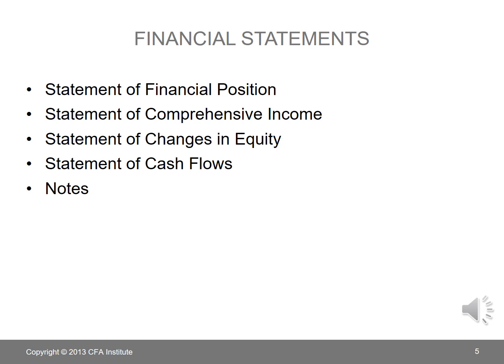So first we have the statement of financial position, which is the balance sheet. It's the same thing. Okay, a statement of comprehensive income, which is the income statement as we usually call it. A statement of changes in equity, which is basically the equity statement, and the statement of cash flows. And finally, notes, which is basically a summary of the significant accounting policies and other explanatory information that the company includes in their reports to explain some of the estimates and the accounting decisions that are used within the financial reports. All right.